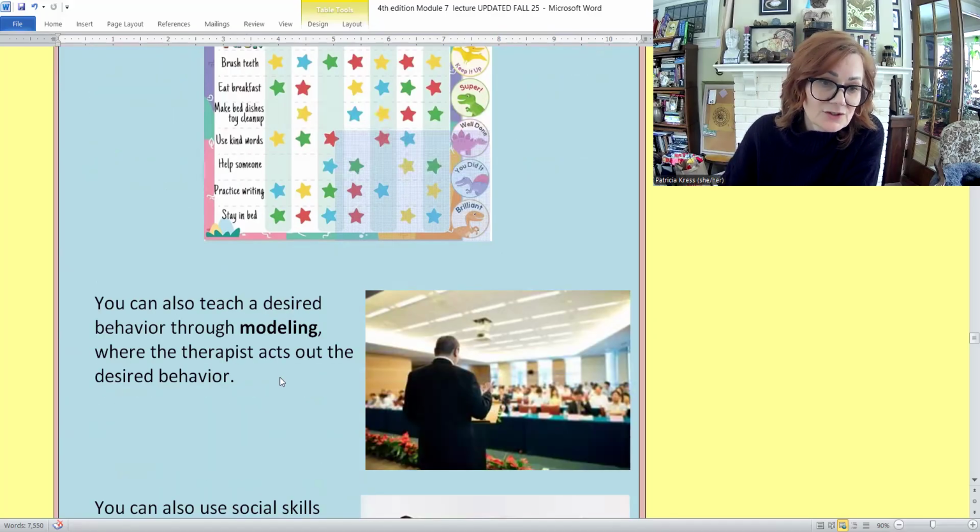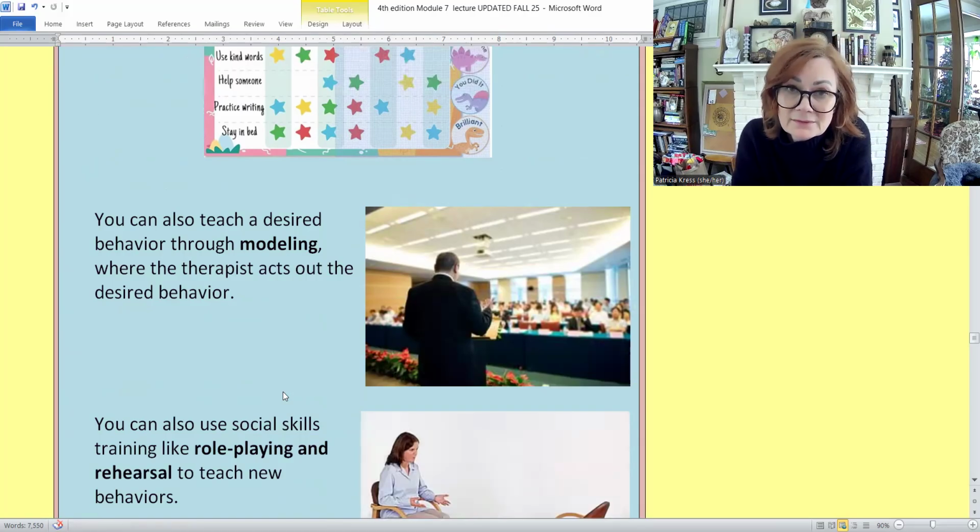You can also teach a desired behavior through modeling, where the therapist acts out the desired behavior. So if a client, for example, has an upcoming presentation they have to give at work and they're really freaking out about it, maybe they can go watch their therapist give a speech, right? Or somebody else give a speech, and then learn by watching.